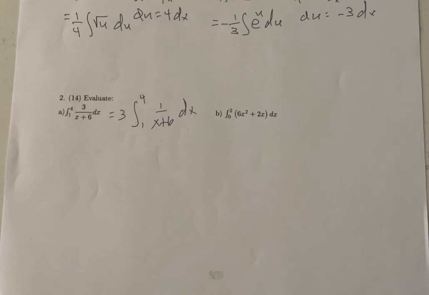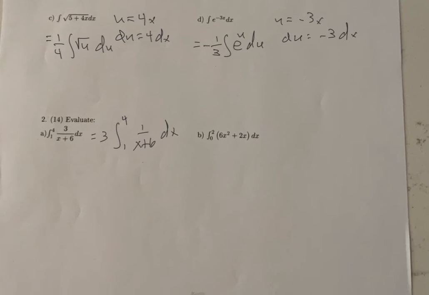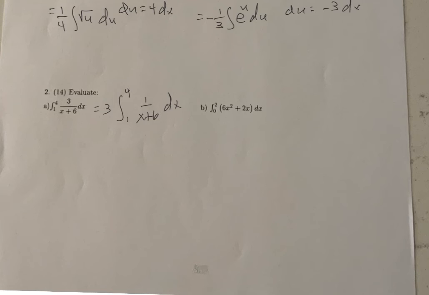Unlike this problem here, part B, we can force the derivative of the bottom on the top by juggling the 9 and the 14. But on this problem, the derivative of the bottom is 1. And so therefore, we can just go straight to the antiderivative, which is going to be the log of x plus 6. And we'll go from 1 to 4. And then just do the arithmetic.